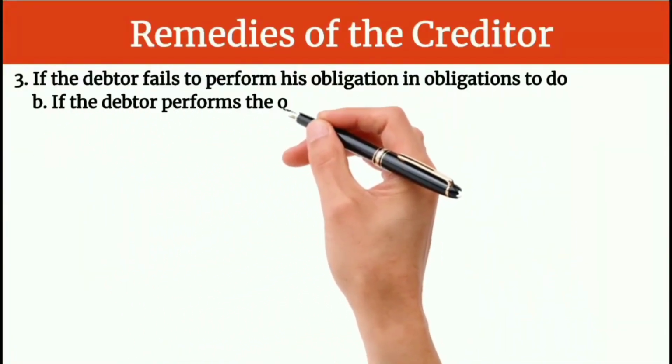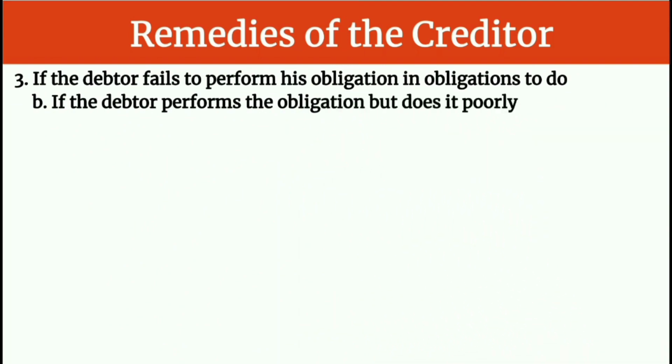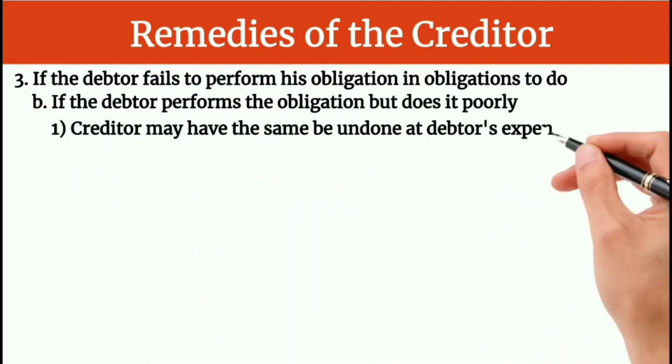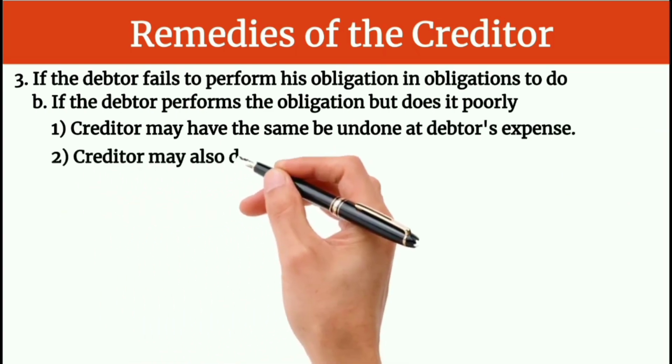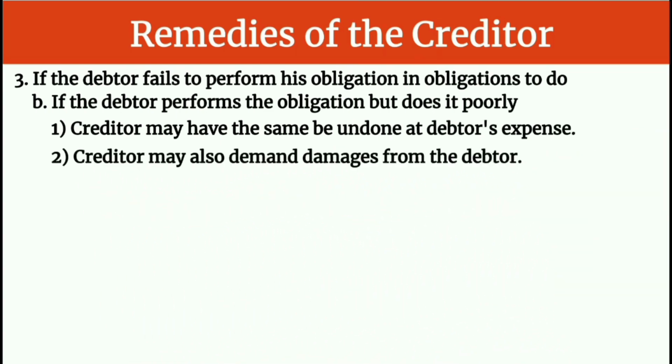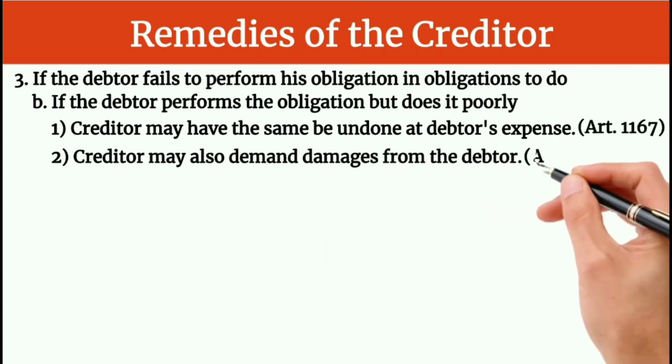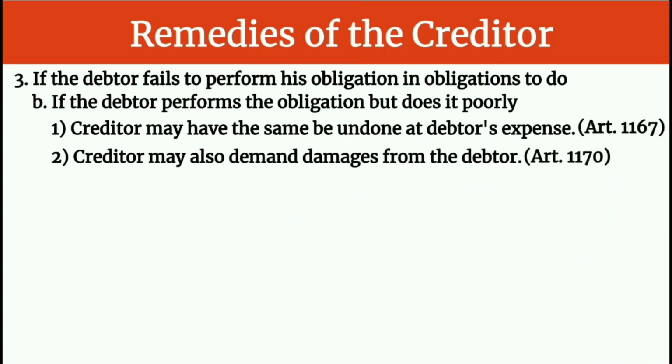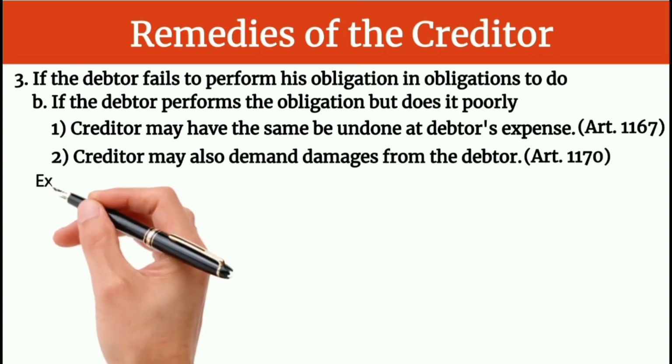Next, B, if the debtor performs the obligation but does it poorly, the creditor may have the same be undone at debtor's expense, and the creditor may also demand damages from the debtor. These are Article 1167 and Article 1170 of the New Civil Code of the Philippines. Kapag pinerform ni debtor ang kanyang obligation to do, pero yun nga lang hindi maganda ang kanyang pagkakagawa, the creditor may have the same be undone at debtor's expense, gastos ni debtor. And aside from that, the creditor may also demand damages from the debtor.